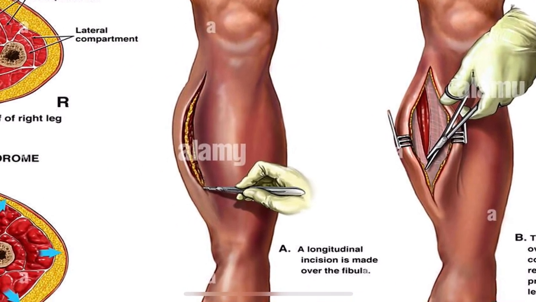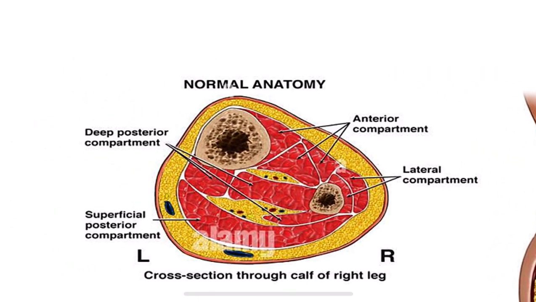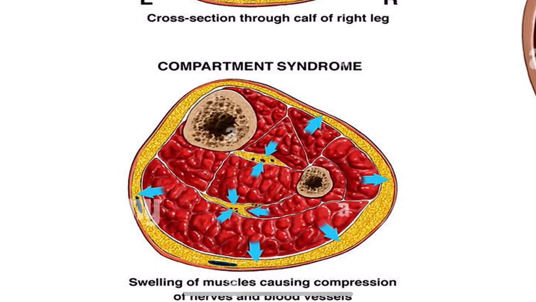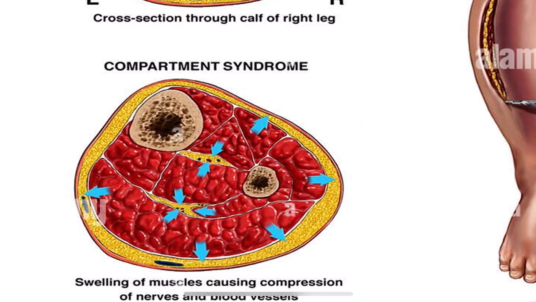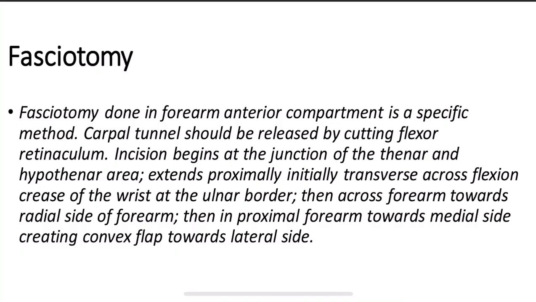So with this fasciotomy procedure, we are reducing the pressure, and this is the normal anatomy, and this is the swelling of the muscles which is caused by the compression of the nerves and blood vessels. Fasciotomy is done in the forearm anterior compartment. It is a specific method. In the forearm, it is done in the anterior compartment.